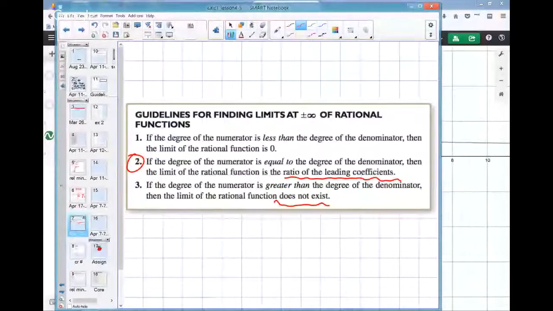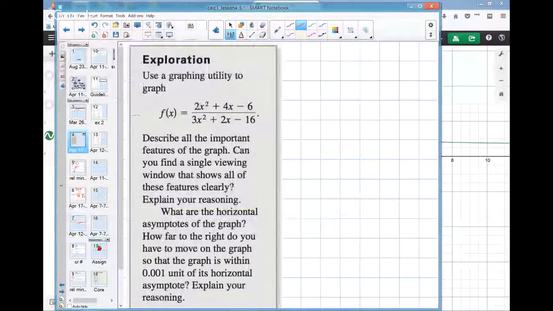And then number 2, if the two degrees are equal, then the limit of the rational function is the ratio of the leading coefficients. Okay, so now let me quickly go back to this problem. Remember I showed you this a little while ago? What's the highest power of x in the numerator of that function? It's x squared, right? And what's the highest power on the bottom? x squared. So here's a case where the two powers are equal. So what's going to happen as x goes to infinity? The limit will be the ratio of the leading coefficients.